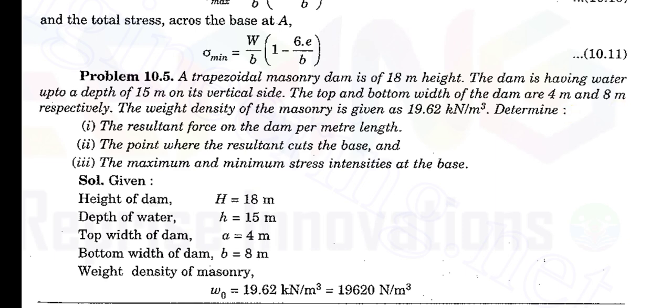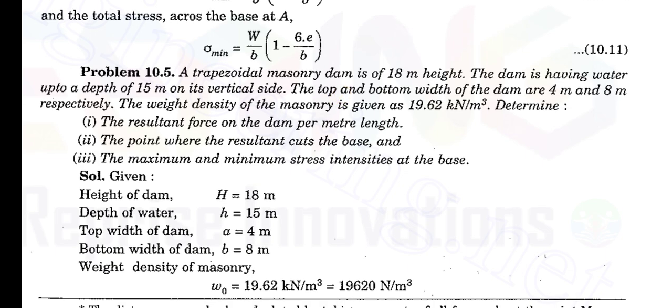You can see in the question itself, they have given the top width, the bottom width, and it is given the vertical side. Vertical side means it is a flat side, not an inclined side. So it will be a trapezoidal masonry dam. Here the top is 4 meters, bottom is 8 meters.